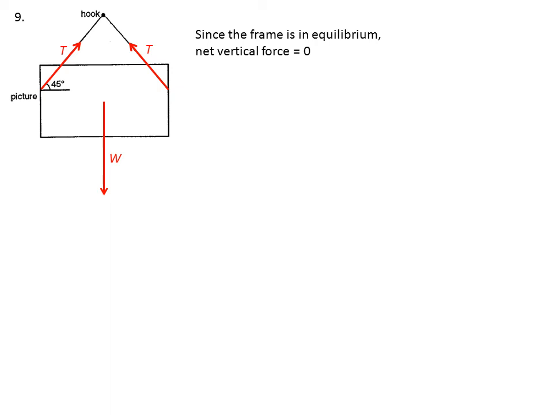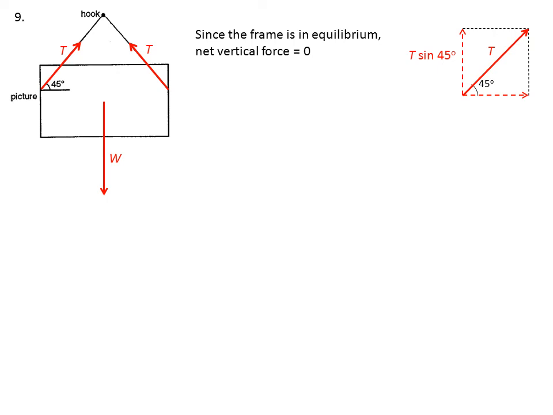Okay, so we need to resolve the vertical forces. We need to resolve the forces in the vertical direction. So let's focus on one of the forces, T. This force is acting at 45 degrees to the horizontal, so we can resolve this force into a vertical component and a horizontal component, and you can clearly see the right angle triangle here. We are interested in the vertical component, which is clearly T sine 45 degrees.